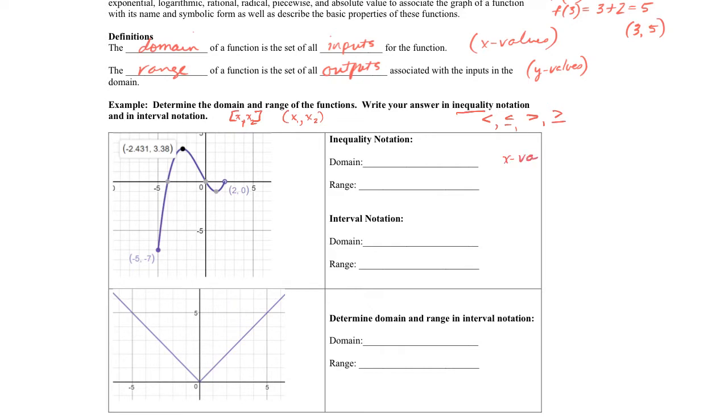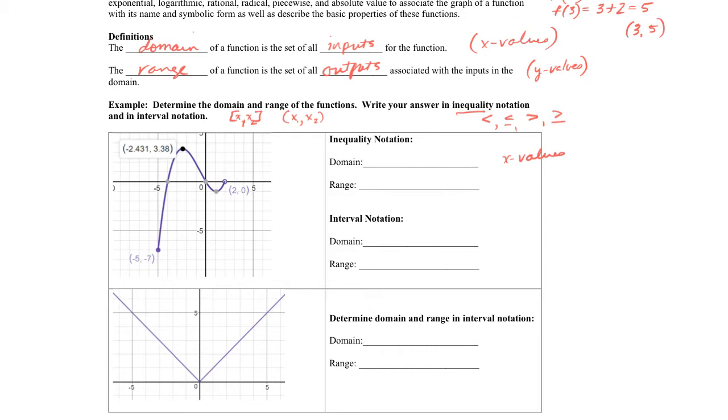I want to know what sort of x values I can input into this function that produce a y value that's on the graph. If there are certain x values that don't give me y values, then they're not a part of the domain. So domain are x values that will produce a y value that exists on the graph.